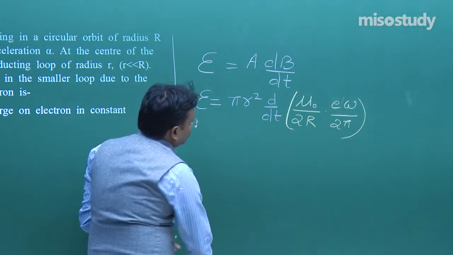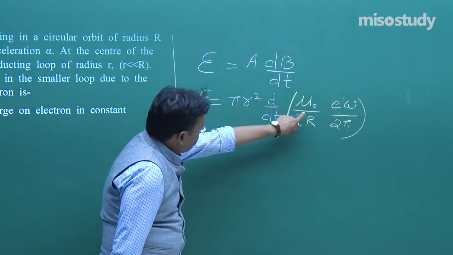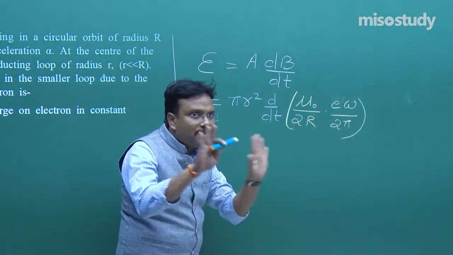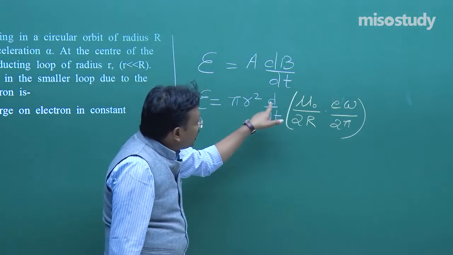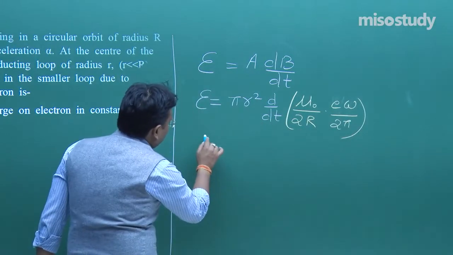Now imagine a situation, what is changing? Is it that mu not is changing? No. Is it that E is changing? No. 2r, 2 pi, everything is constant. What is changing? Changing is this omega. Fine. So let's try to arrange the terms.